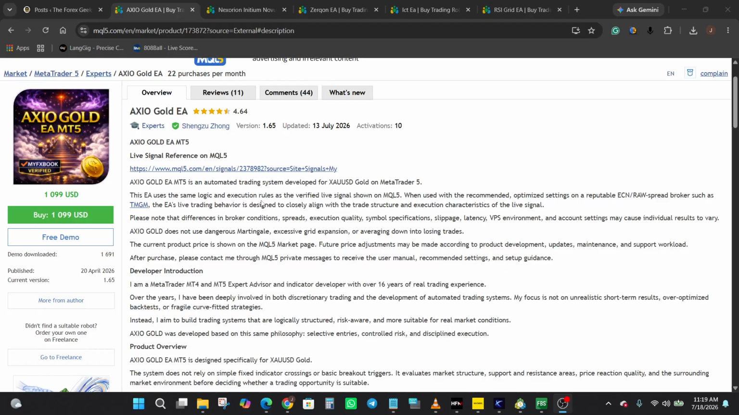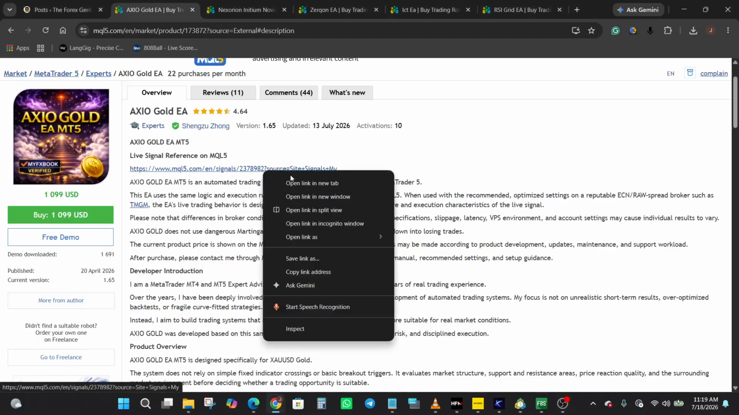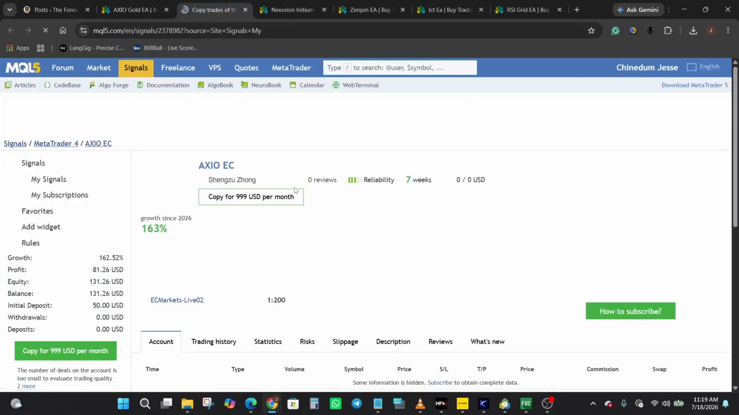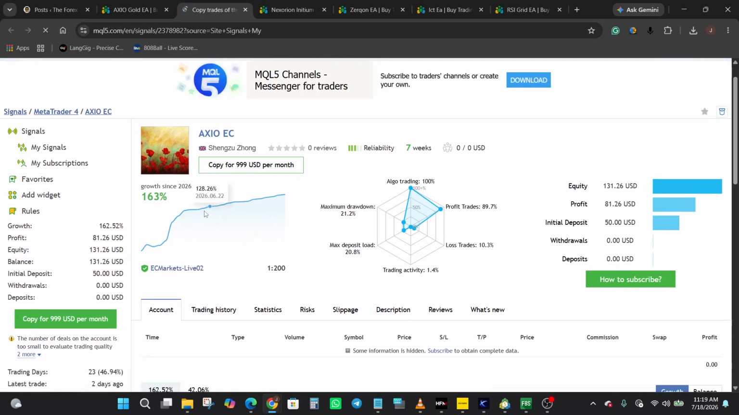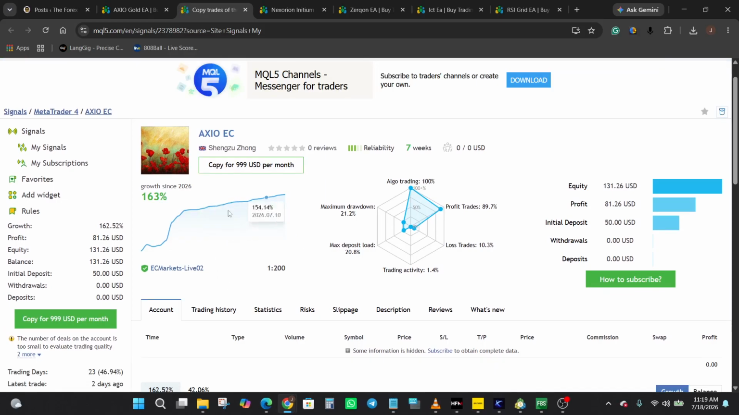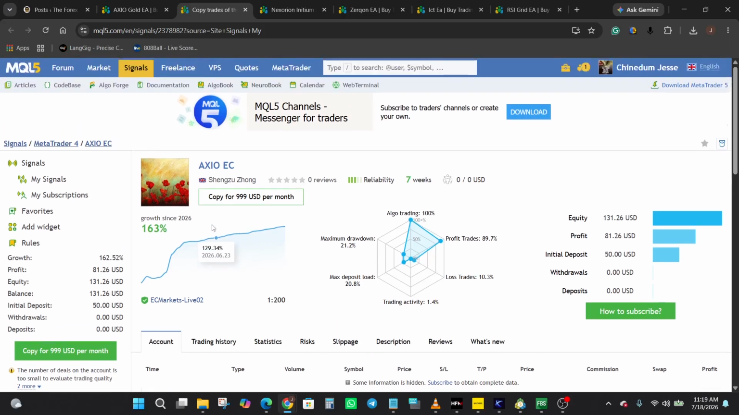Now, there is also a live signal linked right on this page. We can see that here, which is a nice touch. You can actually see the real trading behavior that this EA is based on and not just a backtest. Okay, so we can see here that the link takes us to an actual signal page that shows the performance of the EA on a live account. All right, here we are seeing 163% growth over about 7 weeks.